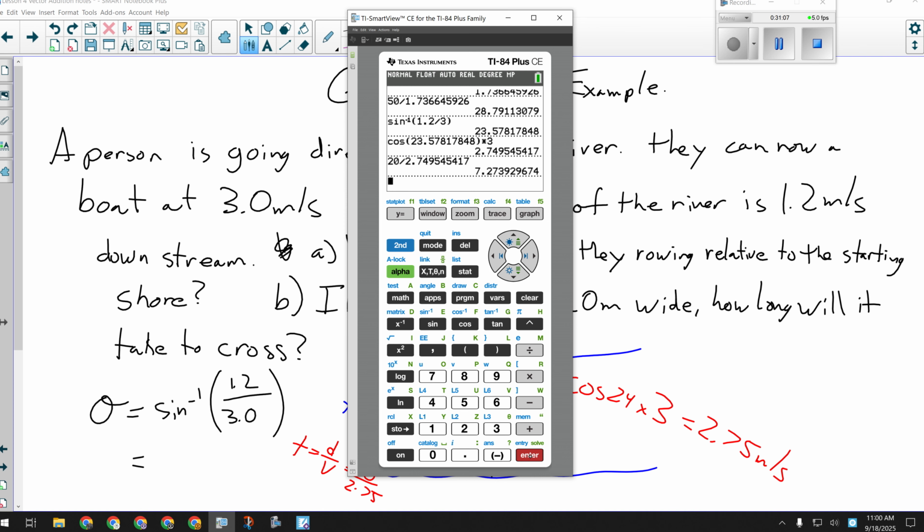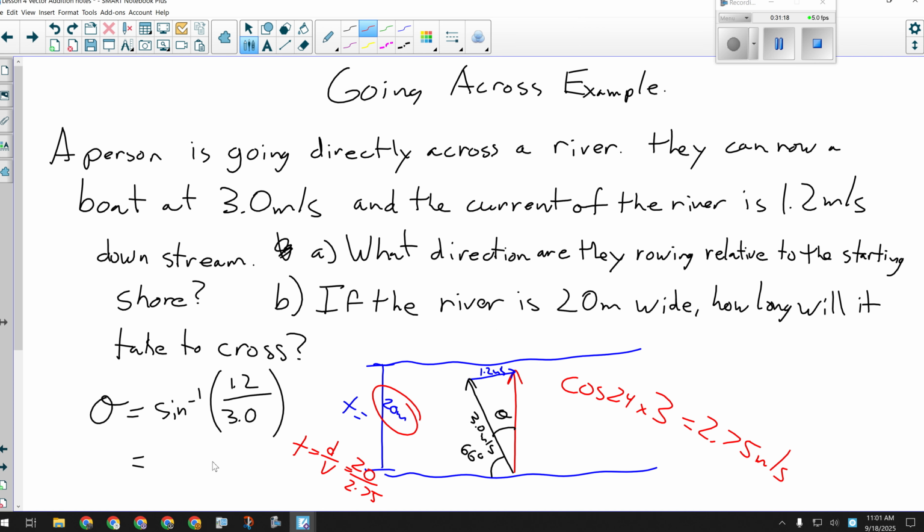It's a small river, and it's only 20 meters wide, so that's not very wide. And it's only going to take them, at that speed, 7.3 seconds to get across. Okay?